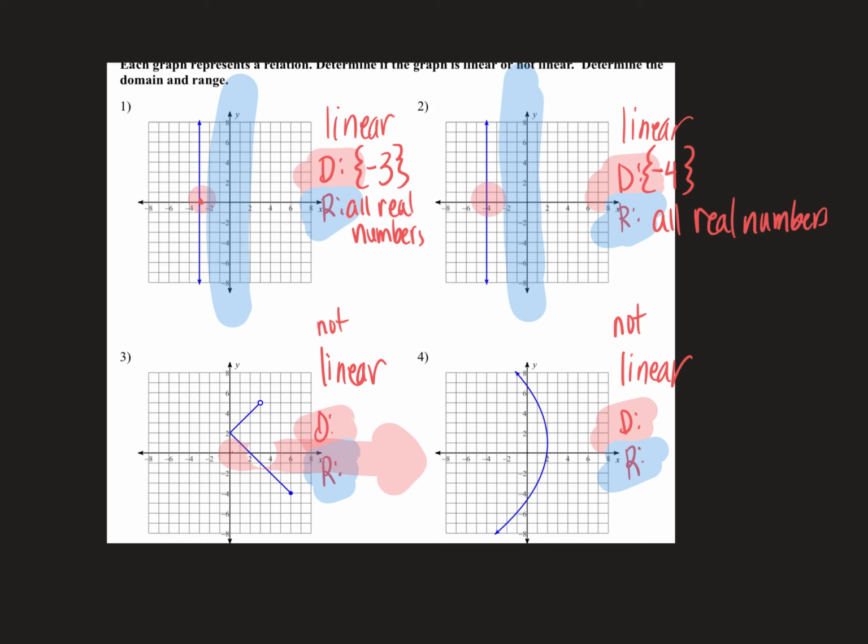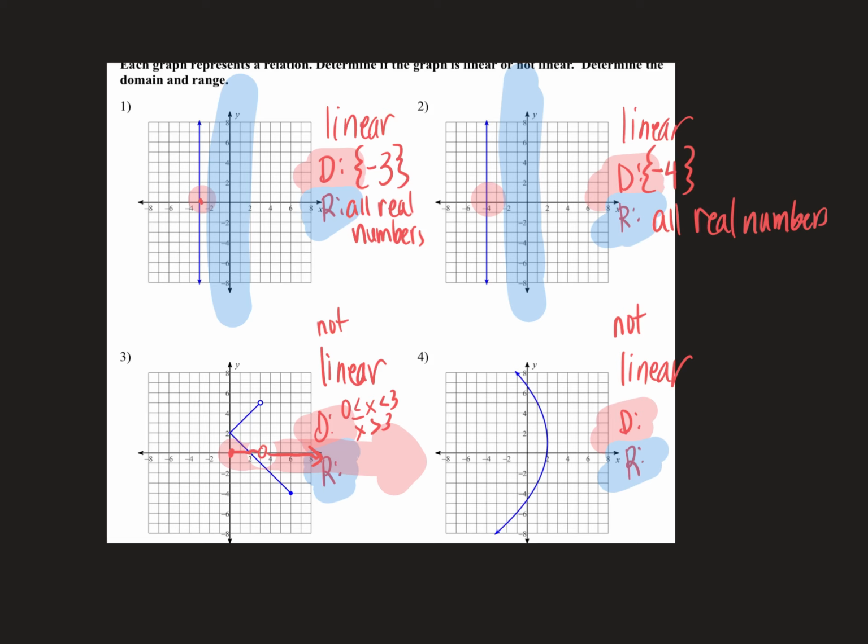It goes from 0 to 3, and then from 3 forever. So the domain is 2 parts. It's from 0 to 3, and then greater than 3. So by writing it that way, it excludes the number 3.